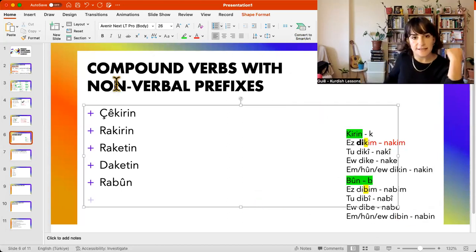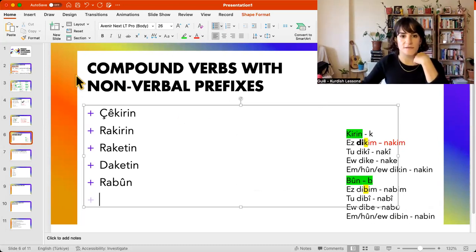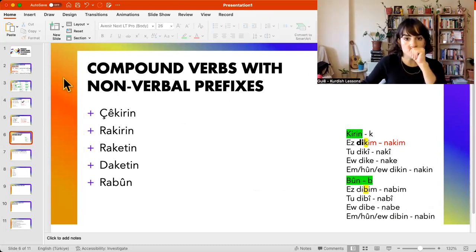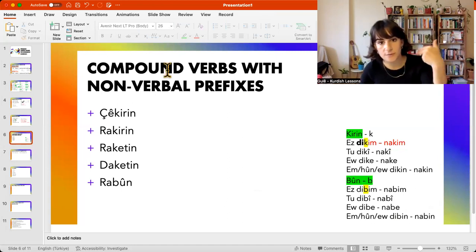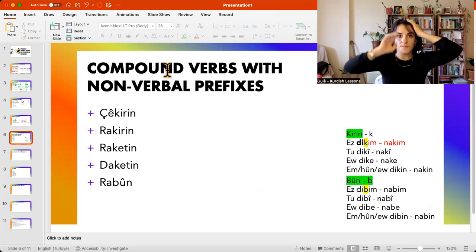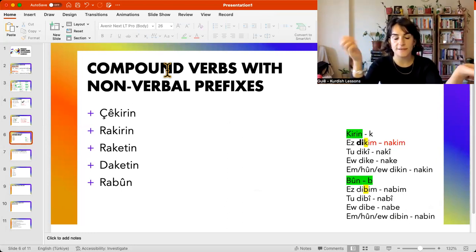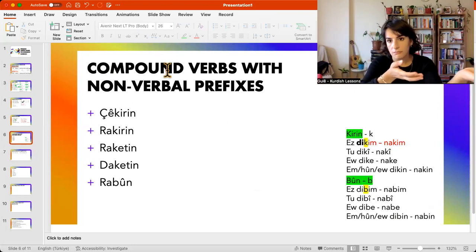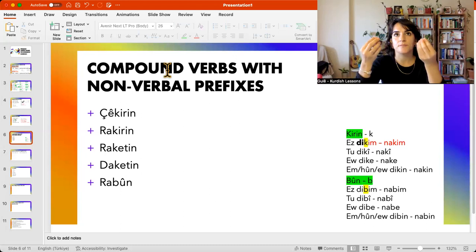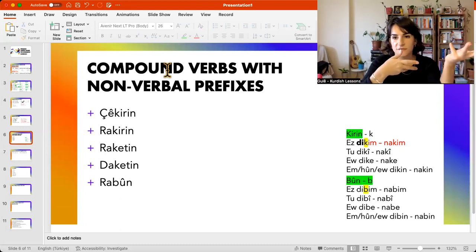So now let's have a look at our main topic for now. The topic is compound verbs with prefixes. In Kurmanji, we have two kinds of verbs, okay? Basic ones like khwaran, khwandan, diten, khwastan, which have no prefix, just the stem, easy to find. But there are some verbs that have prefixes. Actually, they are basic verbs, but with prefixes the meaning changes, so the form also changes.